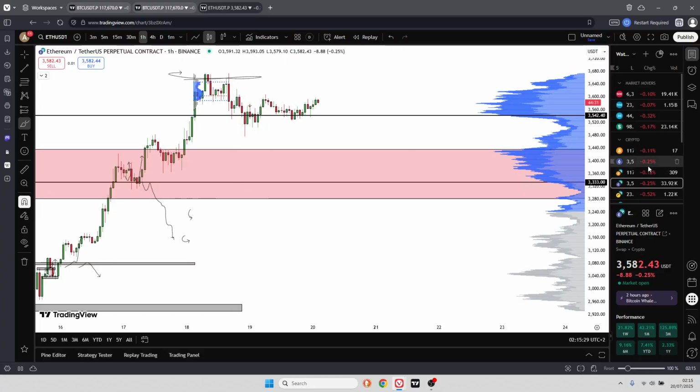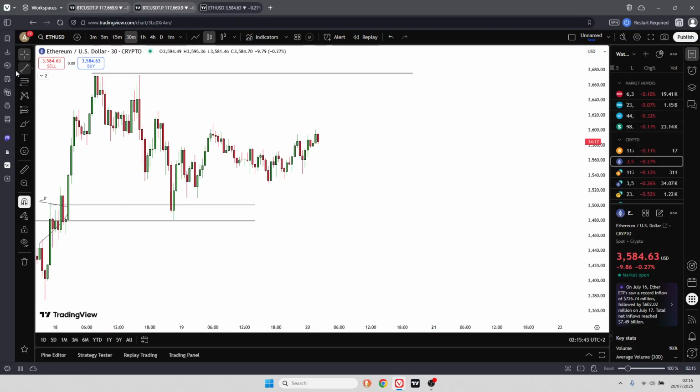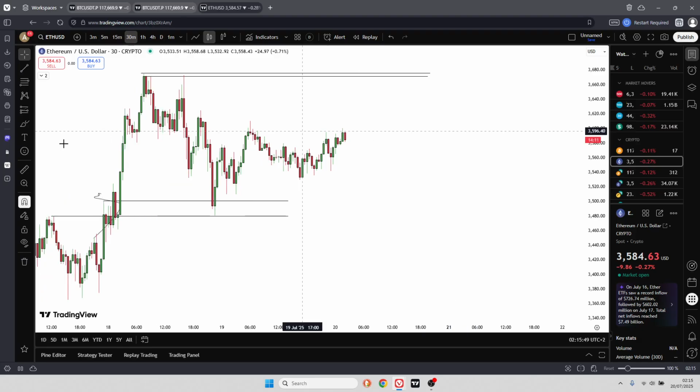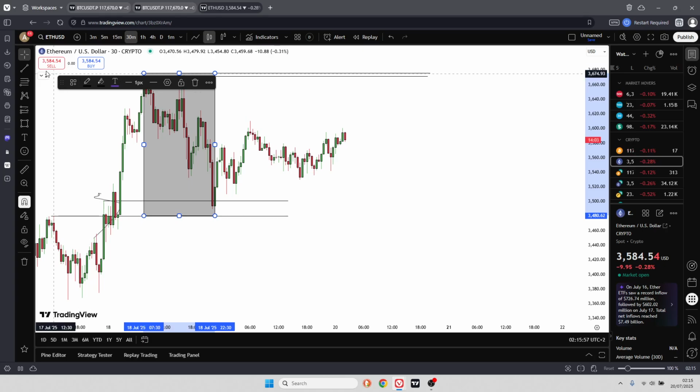So looking at ETH, it's quite literally the same. And now I can remove this because now I think we found that low and we have that high, right? Okay, into 30 minutes. Yeah, perfect. So looking at this, let's get a box to find that area.